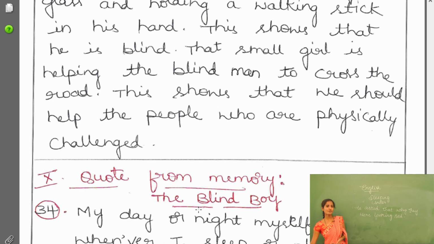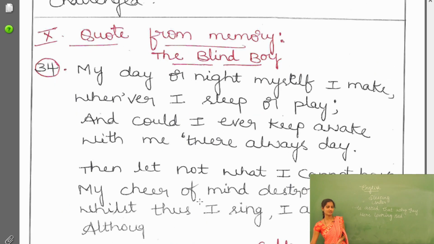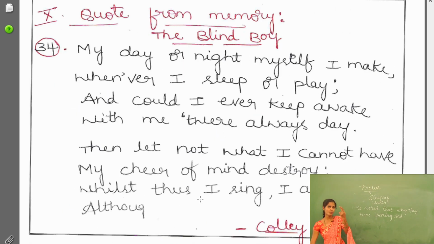Okay. So, quote from memory, and you know that this year you have only two poems. Those two poems, you have to read the whole of both. One is The Quality of Mercy and the other is The Blind Boy. There will be an option, of course. The option will be like that. They may give the same poem, the same stanzas of the same poem.